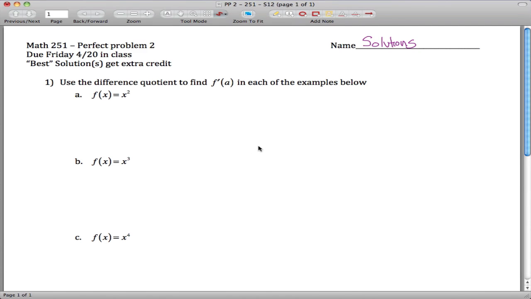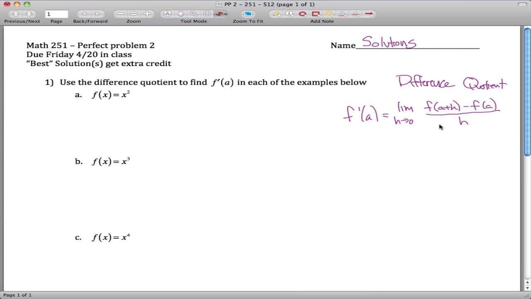Problem 2, Math 251. Use the difference quotient. Maybe I should write out that the difference quotient says that f prime of a is equal to the limit as h approaches 0 of f of a plus h minus f of a, divided by h.